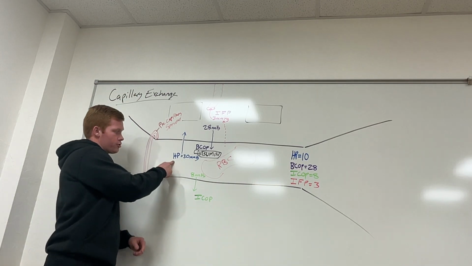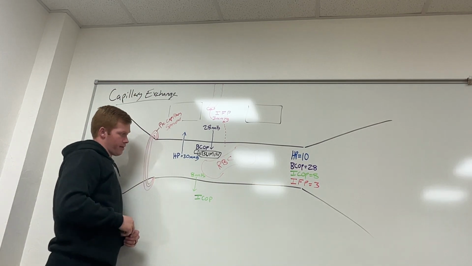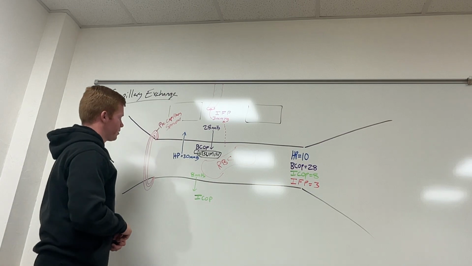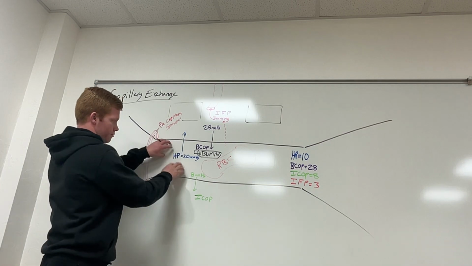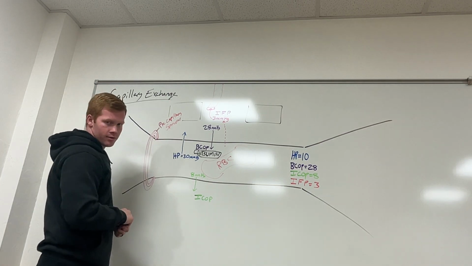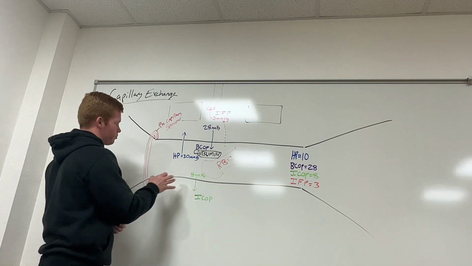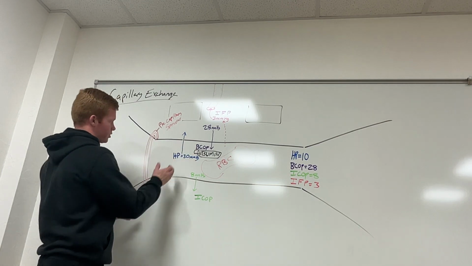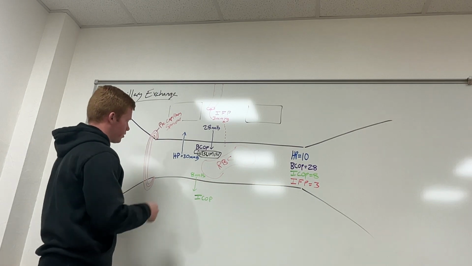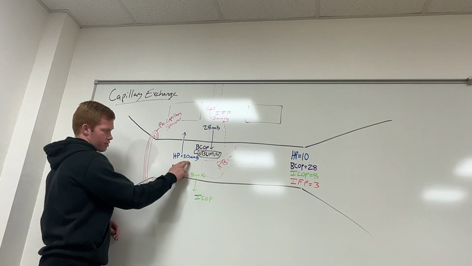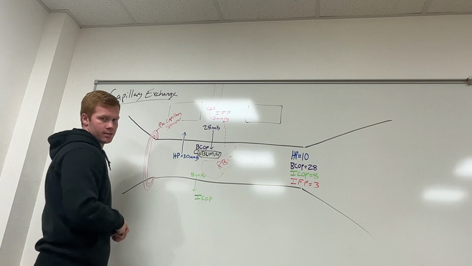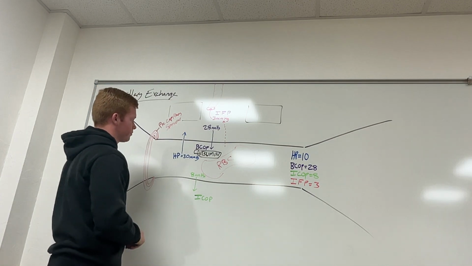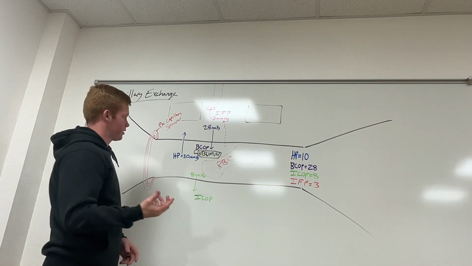So we have hydrostatic pressure. That is the amount of pressure within this capillary. If there's a really high amount of pressure, it's going to push more fluid out. If there's a lower amount of pressure, it's going to push less fluid out. In a normal person, hydrostatic pressure is 30 millimeters of mercury, and it's going to be pushing out fluid, or contributing to pushing out the fluid.